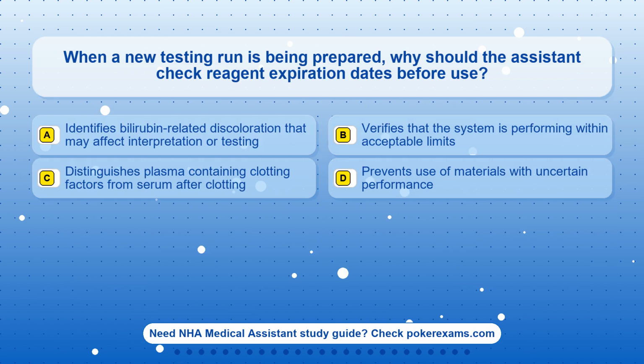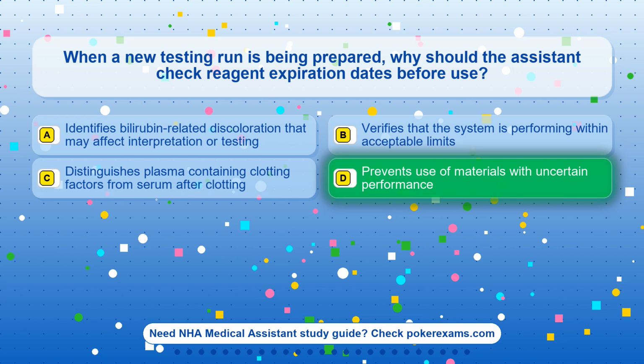Question 11. When a new testing run is being prepared, why should the assistant check reagent expiration dates before use? Option A, identifies bilirubin-related discoloration that may affect interpretation or testing. Option B, verifies that the system is performing within acceptable limits. Option C, distinguishes plasma containing clotting factors from serum after clotting. Option D, prevents use of materials with uncertain performance.